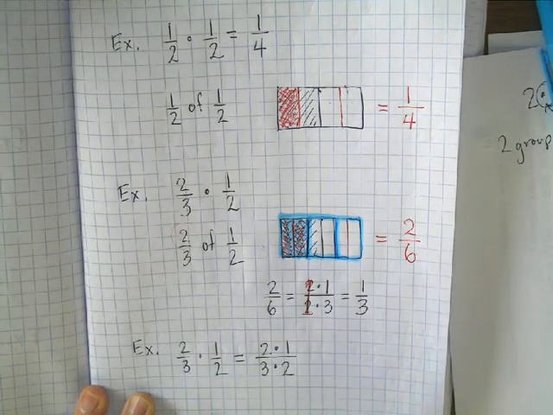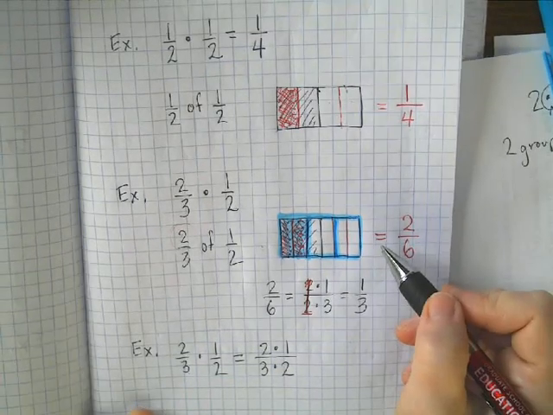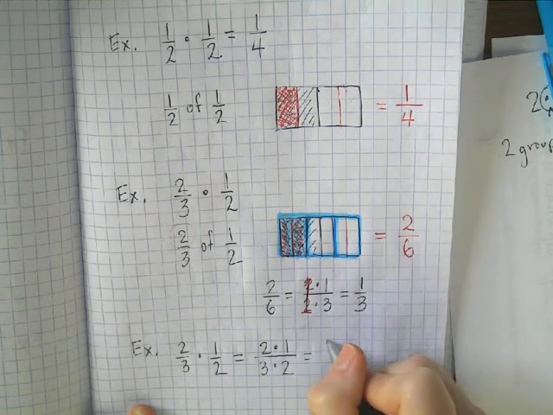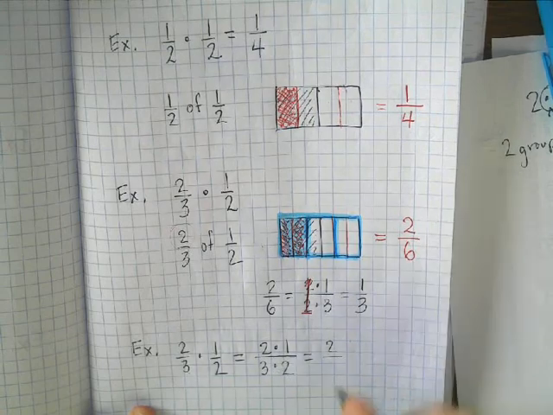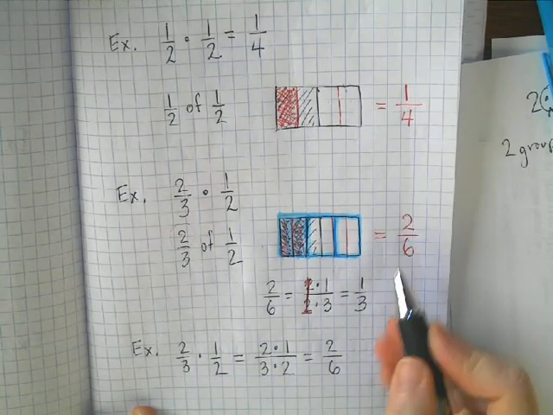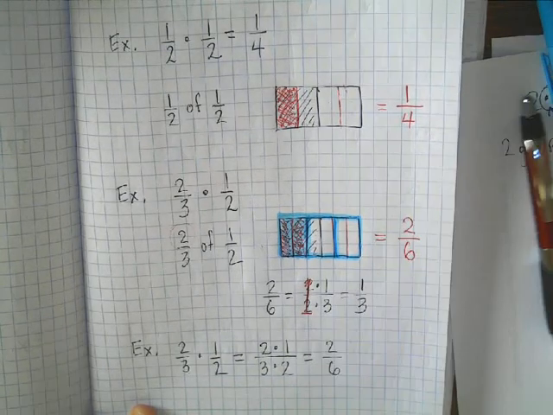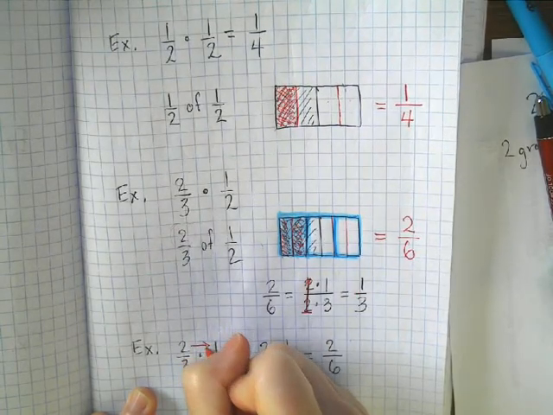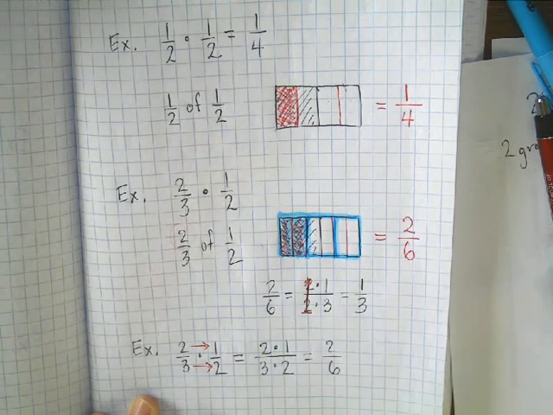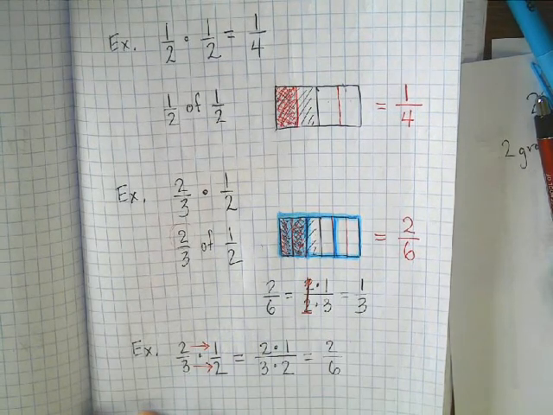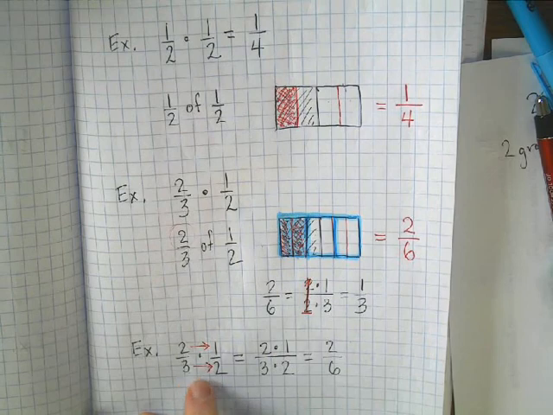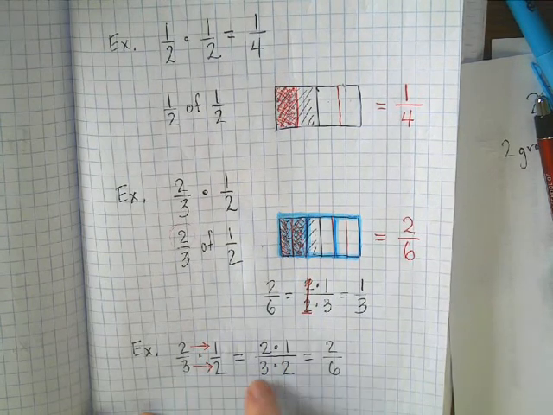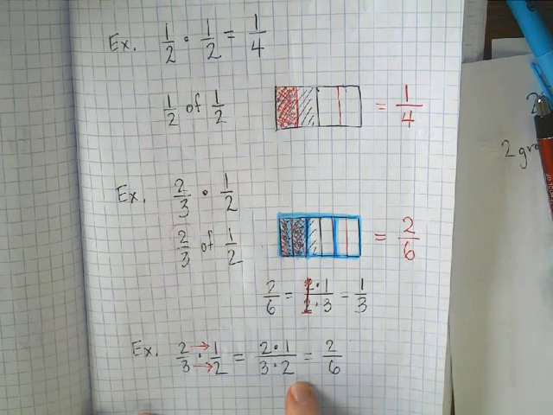If we do that, do we get the same answer as drawing the picture? 2 times 1 is 2. 3 times 2 is 6. Aha! We get the same answer. So the fast way to multiply fractions rather than drawing a picture is to multiply straight across. In Math Space, they're going to show it like this, that you multiply the numerators and you multiply the denominators. So that's how you're going to see it in Math Space.